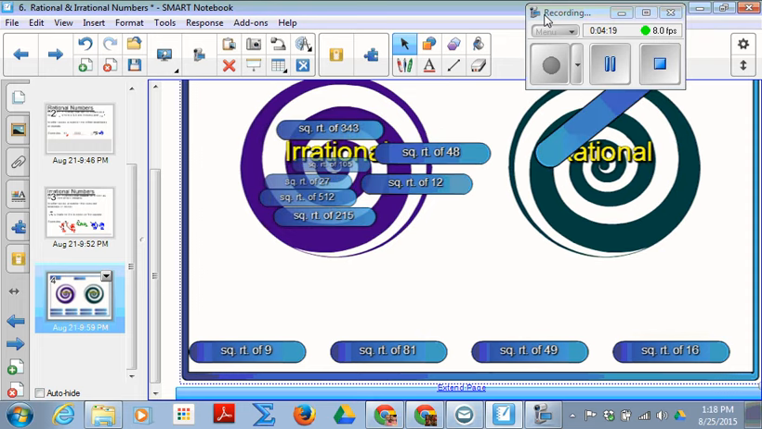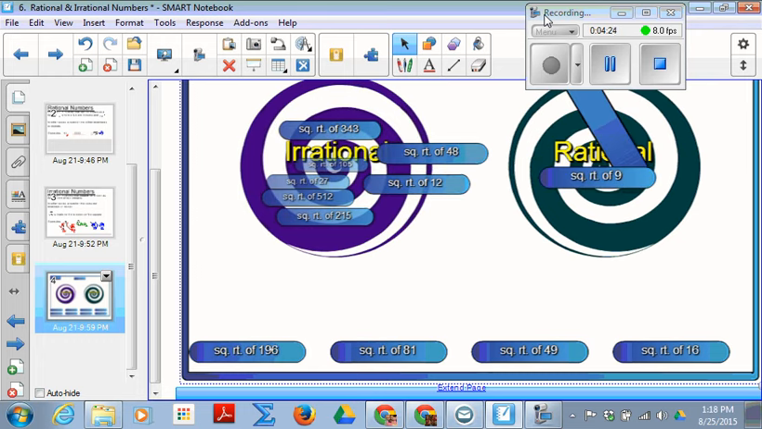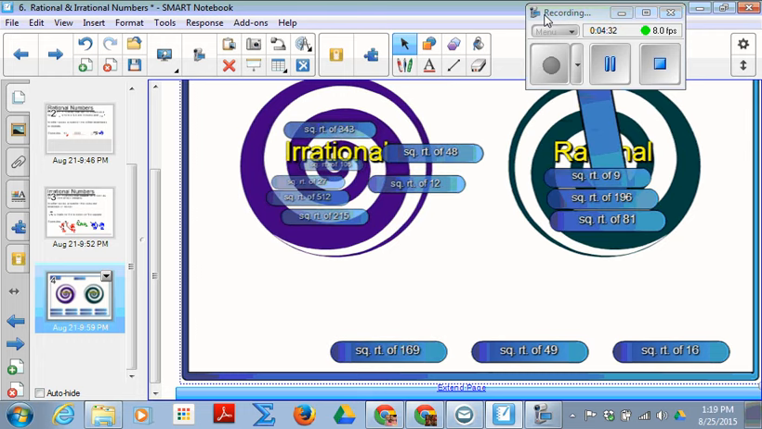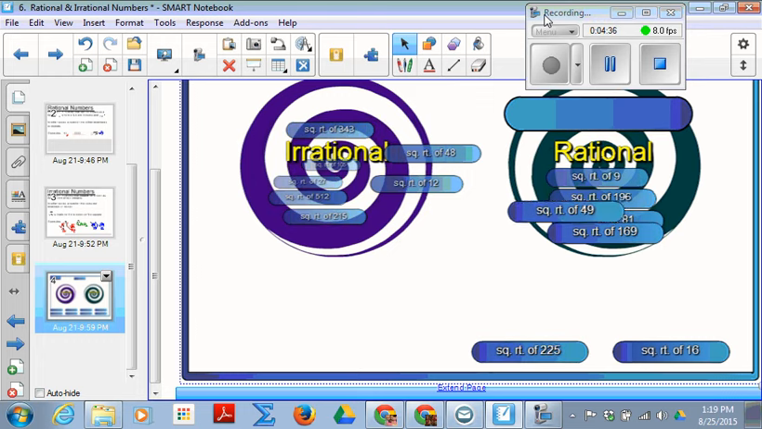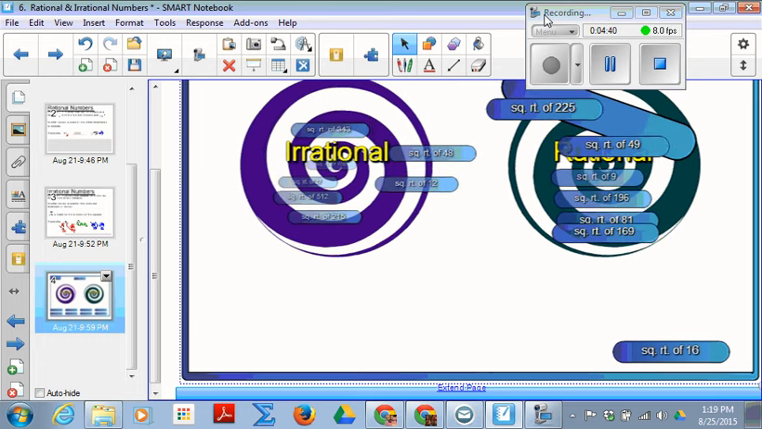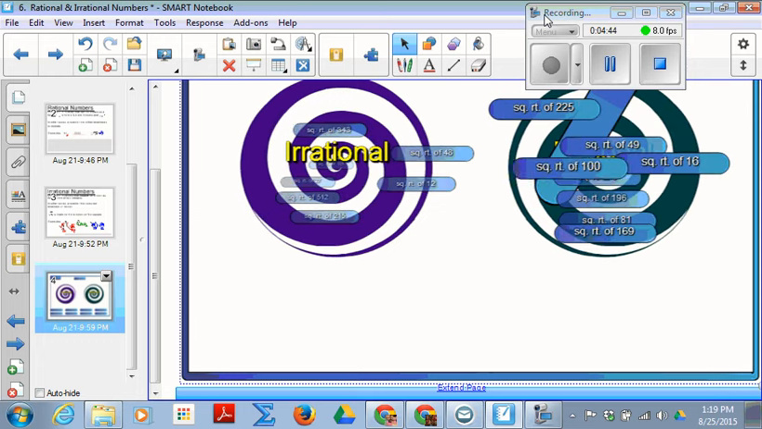Something's going on with this board. I don't know what it is. Square root of 9, we know that's 3. Square root of 196, that's 14. 81, that's 9. 169, that's 13. 49, that's 7. 225, that's 15. 16, that's 4. And 100, that's 10.